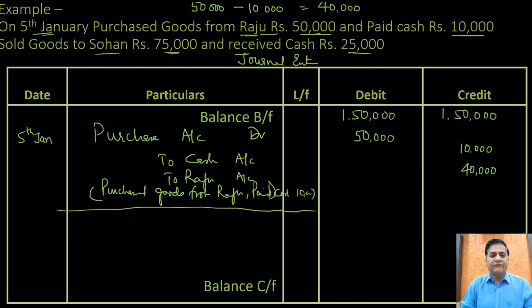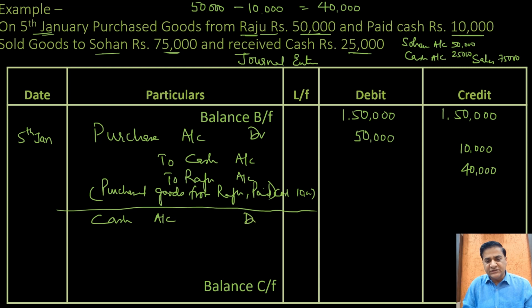Similarly, on the same day, we have sold goods to Sohan for 75,000, received cash 25,000. So the accounts involved here would be Sohan's account, number 1, cash account, number 2, and sales account, number 3. We have received cash 25,000, sold goods worth 75,000, amount receivable from Sohan would be 50,000. How to write the journal entry for this? We would say cash account debit, means cash has been received. How much is it? 25,000.